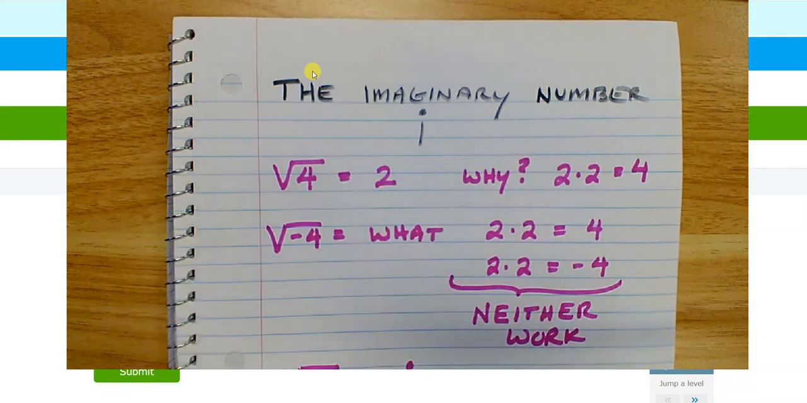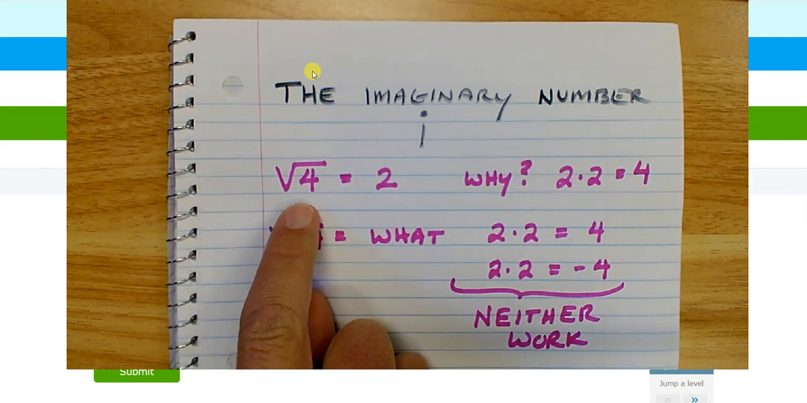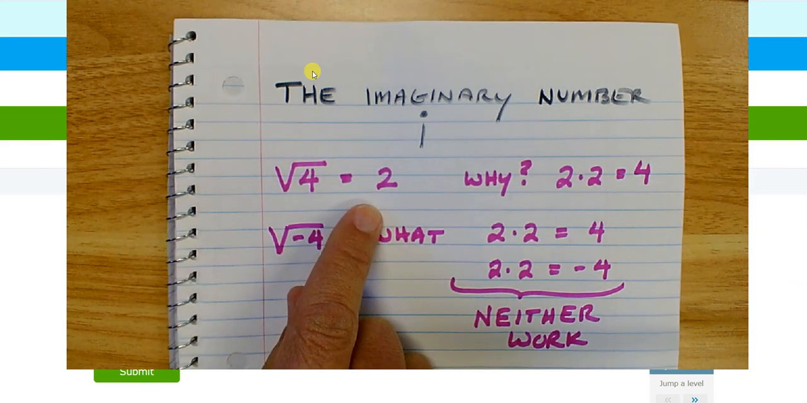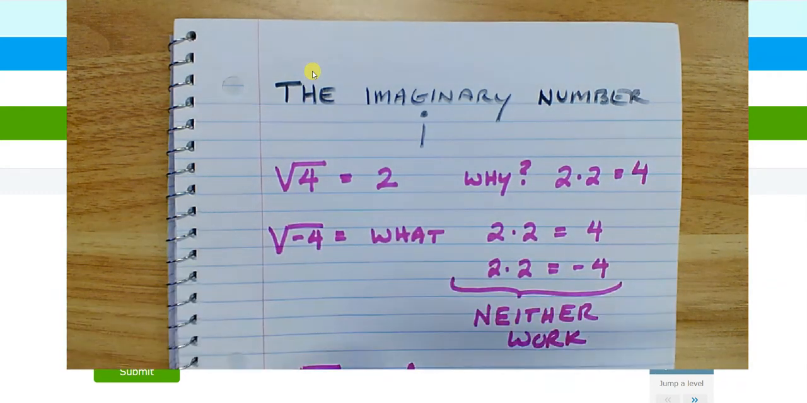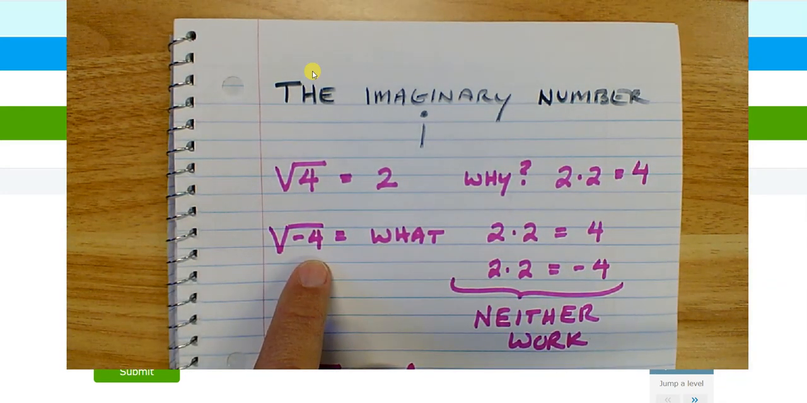So in math, i represents the imaginary number. Well, what does that even mean? The square root of 4 is 2. How do I know that? Because 2 times 2 equals 4. The thing is, what's the square root of negative 4?